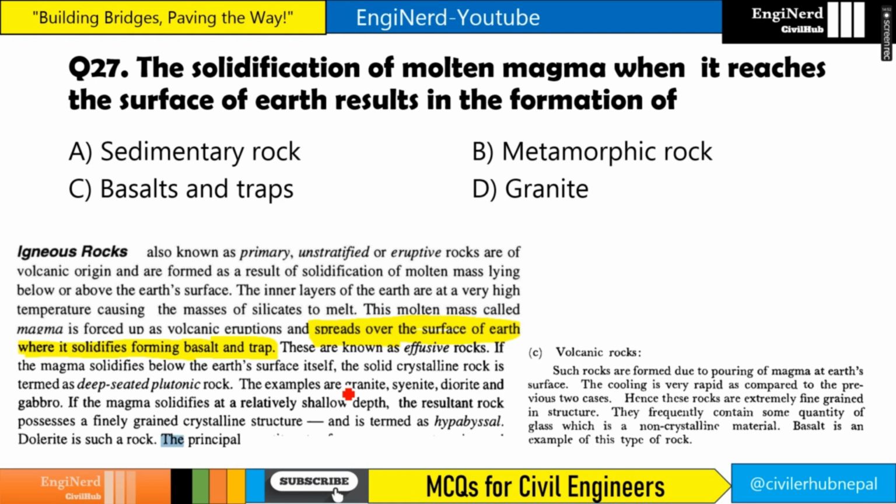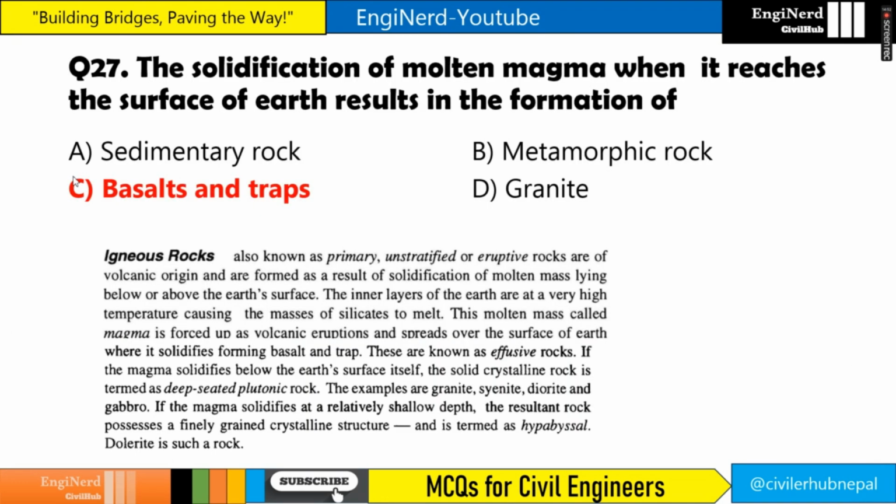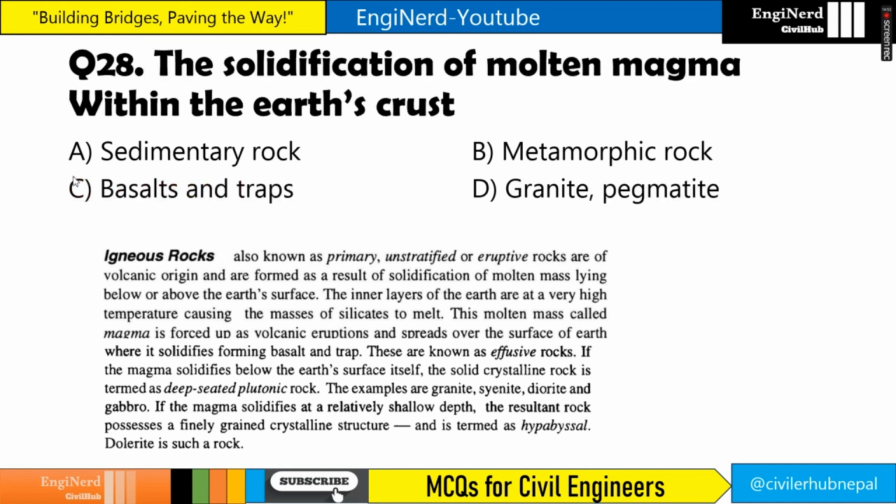The solidification of molten magma when it reaches the surface of the earth results in the formation of rocks on the surface of the earth. If it solidifies on the surface of the earth, it is basalt and trap, that is effusive or extrusive rock, right? The solidification of molten magma within the earth crust means granite and pegmatite, right? Because they are plutonic rocks.